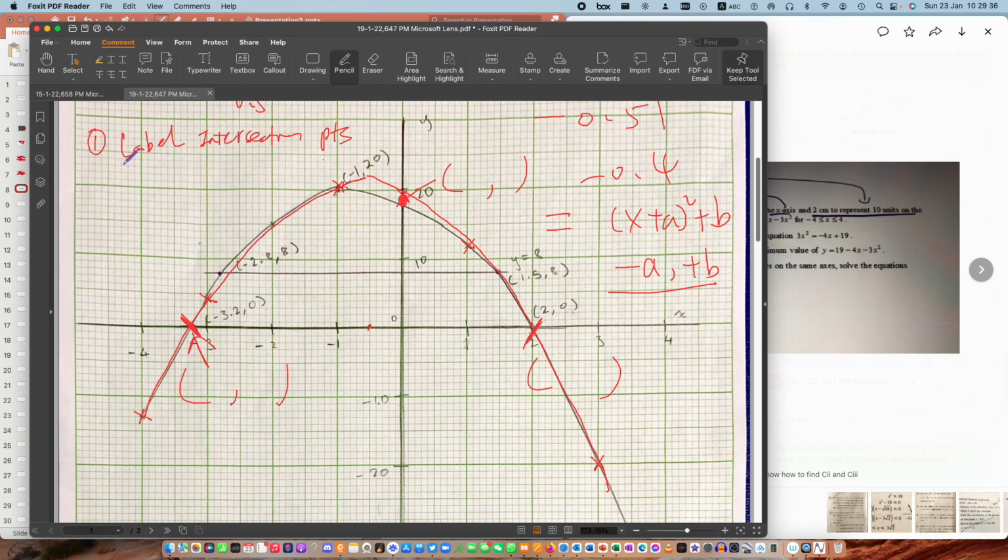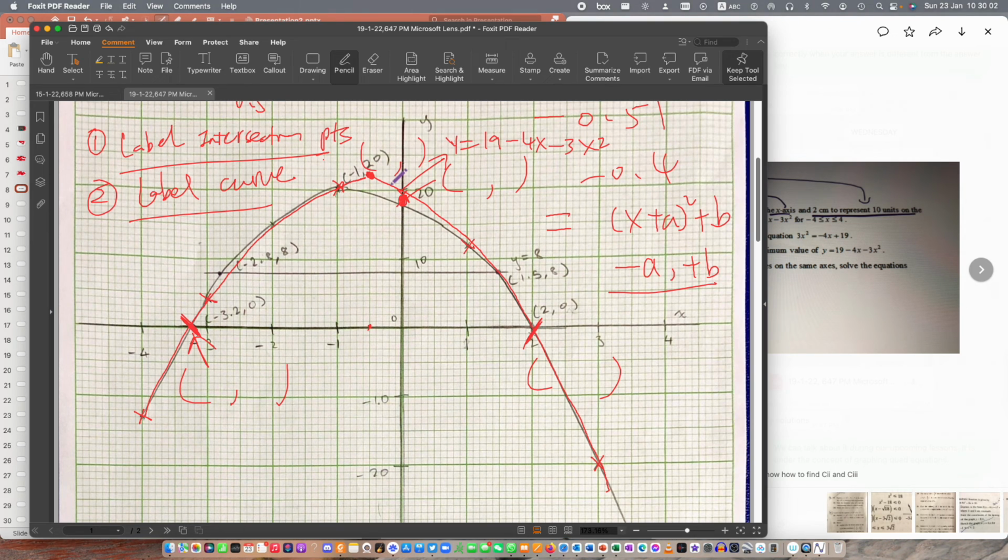Okay. Intersection point, then label the curve, meaning you need to tell people, this is my curve, y equals 19 minus 4x minus 3x squared, right? So label the intersection points, label the curve, and then of course you need to label the max point. So these are the so-called key points which you need. Then of course we can actually answer the questions.